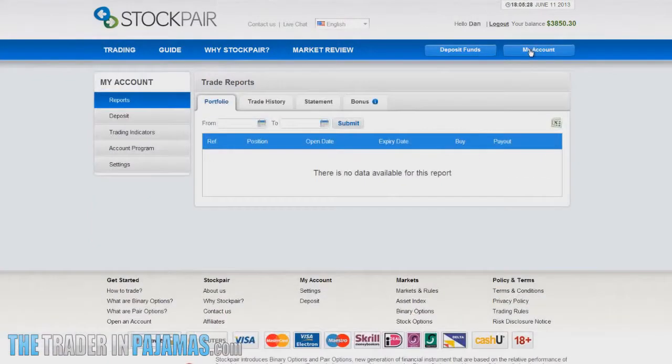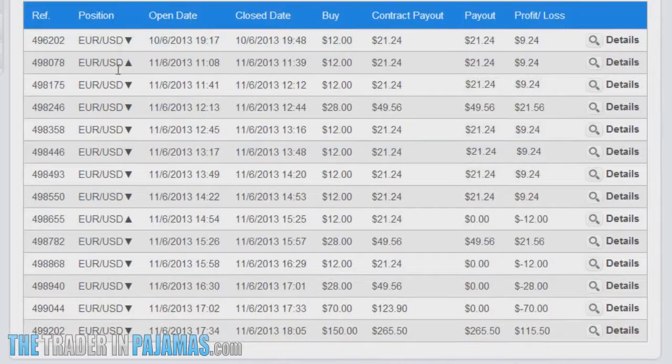I'm going to check my trade history again. I'm going to click on my account. I'm going to click on trade history. And again, here is a list of all of my trades that have been submitted. This shows all the information that we need to know. So let's take this opportunity to review all of our steps again.